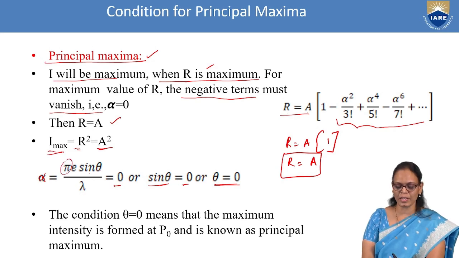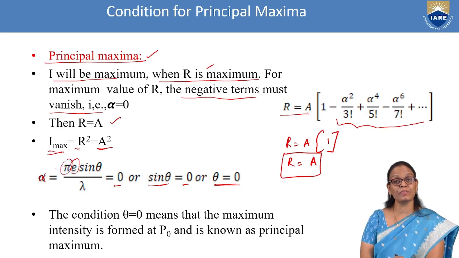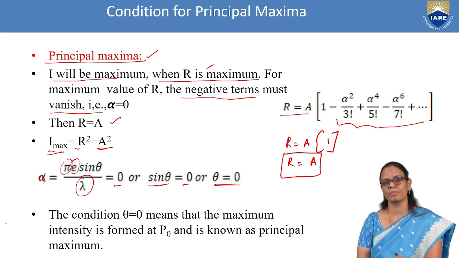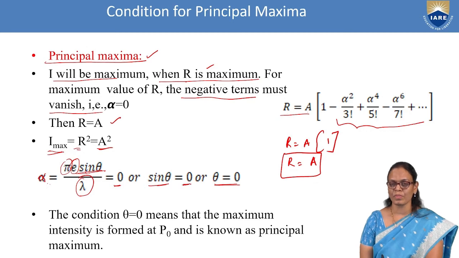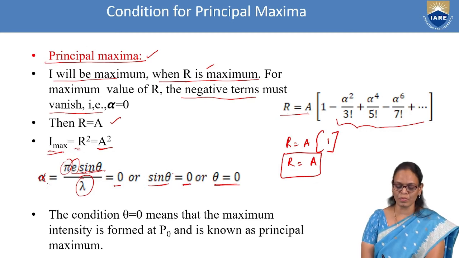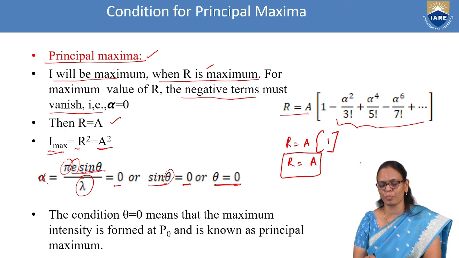Pi is a constant. E is the width of the slit, which cannot be equal to 0. Lambda is the wavelength of light which cannot be 0. So what can be 0 here is sin theta. For alpha to be equal to 0, sin theta has to be 0. So for sin theta to be 0, the value of theta should be 0. There can be other values also, 2 pi, 4 pi and so on.